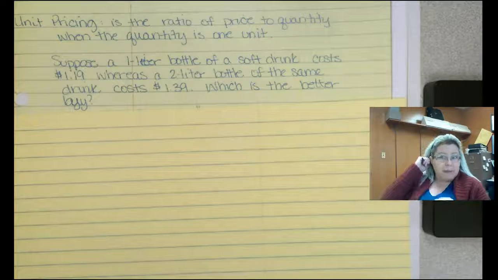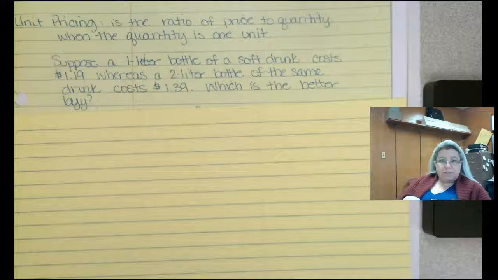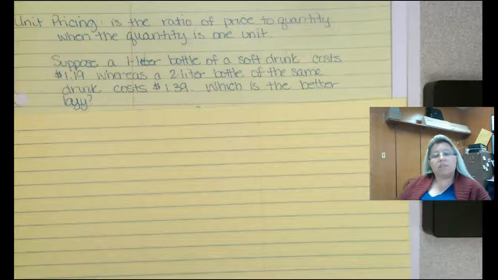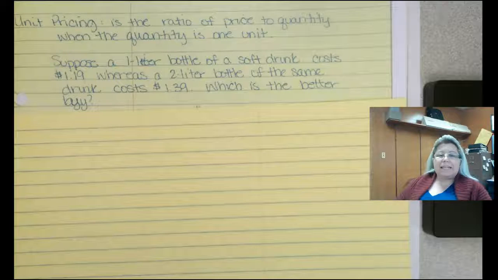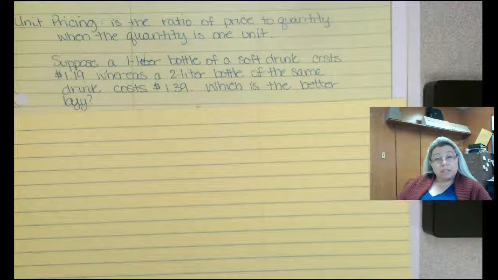Now, without doing any math, you would expect, if they were the same cost per unit, that the price of the 1 liter bottle would be doubled for the 2 liter bottle. So without doing any math, we could figure out that the 2 liter bottle is the better deal. In terms of per unit, it costs less.